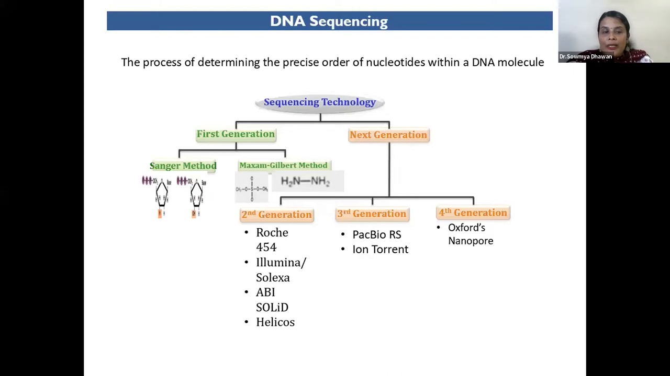The first generation, as I told, the starting one, is the Sanger method, and the Maxam-Gilbert method is basically the chemical degradation method, which I can call. And these are the listed platforms which are available with different kinds of methodologies. And the fourth generation involves the Oxford Nanopore technology, which we are using recently.